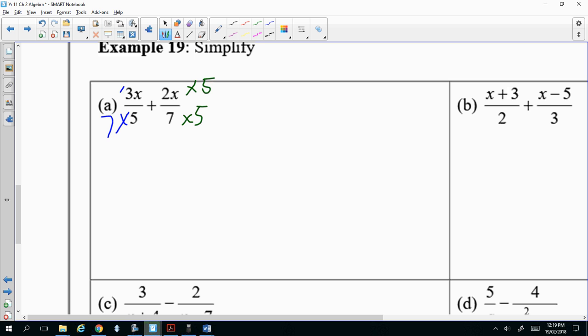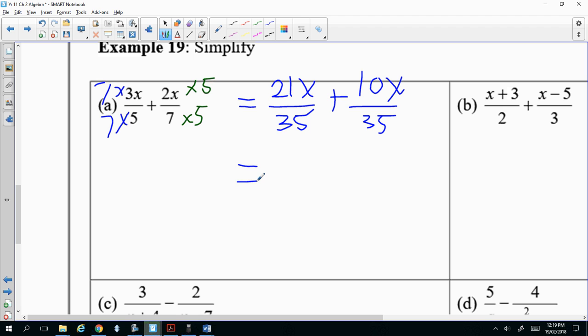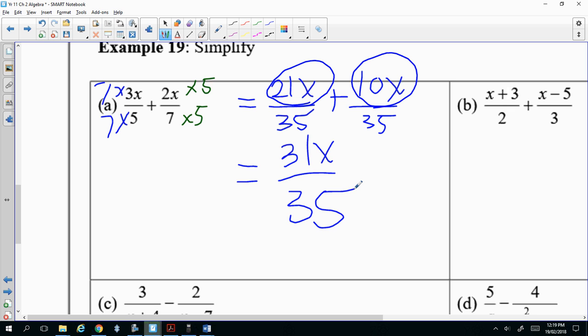If you do that, that will be 21x over 35 plus 10x over 35. They have the same denominator. And then you add the numerators. And in this case, they are like terms, so it becomes 31x over 35. Like that. Right? Question. Let's try another one.